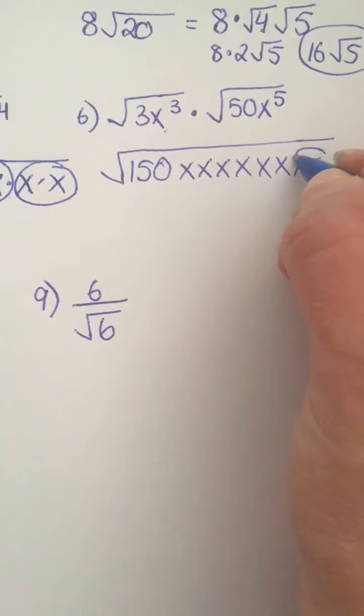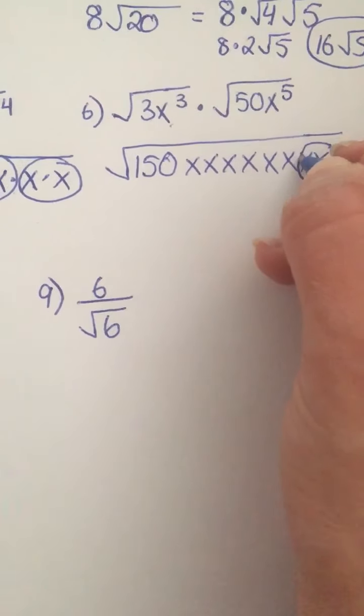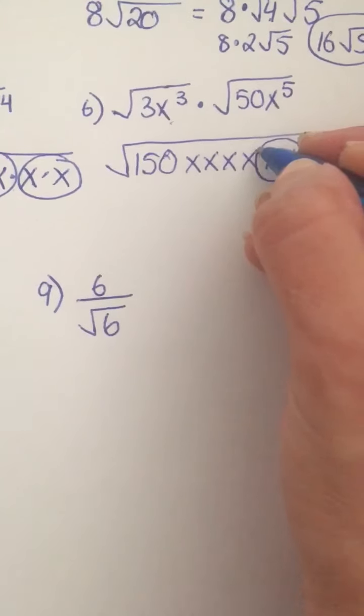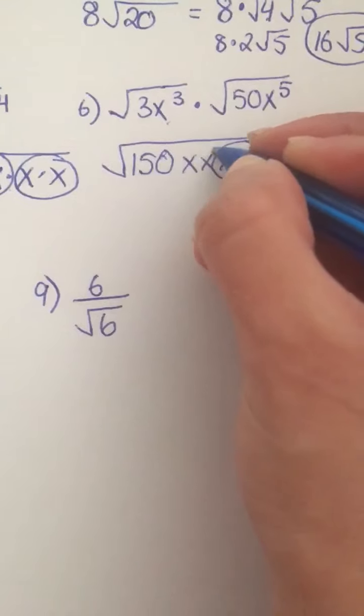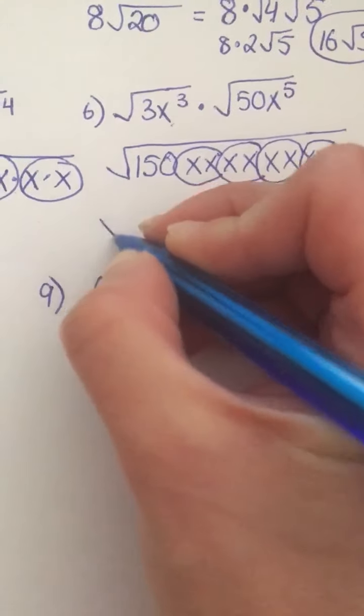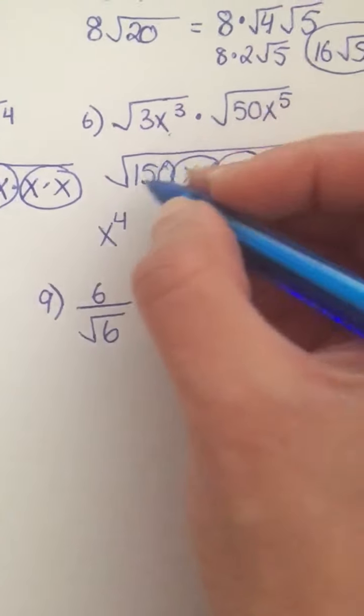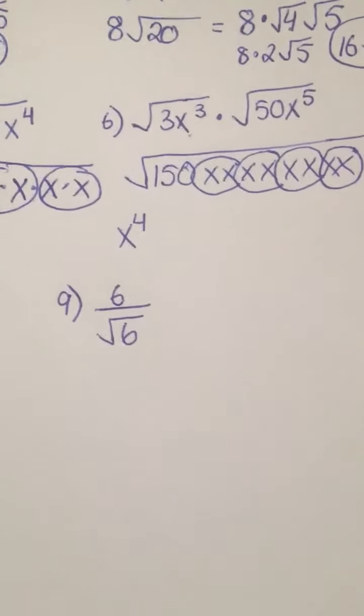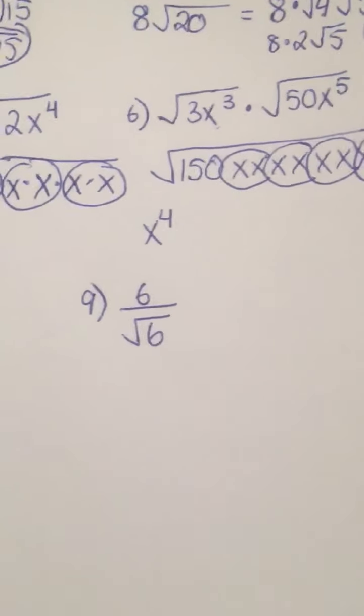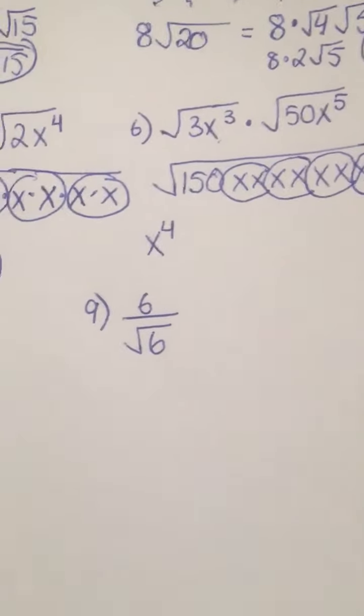Okay, so first see how many groups of 2 x's you have. So once, twice, 3 times, 4 times. So you know you're going to need x to the 4th on the outside. And then break up this 150. So the highest perfect square that fits into that would be 25.